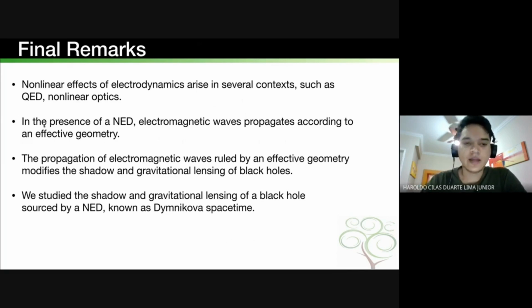And we have studied how this propagation of electromagnetic fields, ruled by this effective geometry or this force term, modifies the shadow and the gravitational lensing of black holes. In particular, we have studied the results for the shadow and the gravitational lensing of a nonlinear black hole sourced by nonlinear electrodynamics, which is the Dymnikova model.